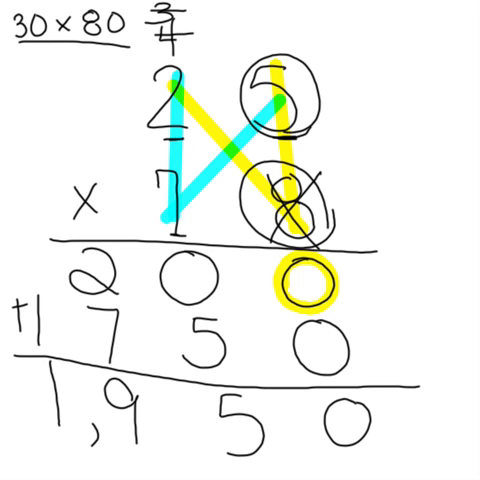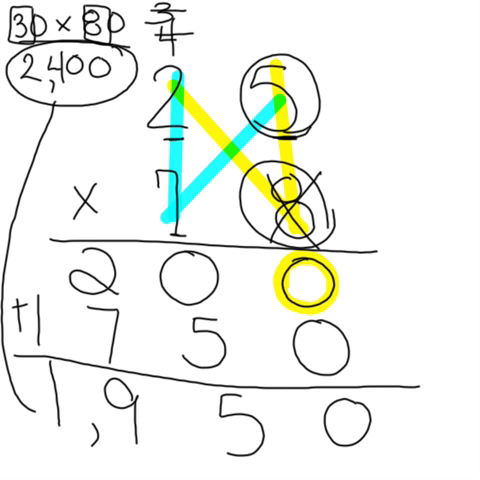In 30 times 80, how many zeros are at the end of both numbers? There are 2, so I'm going to add 2 zeros down here, and then all I have left to do is to multiply the 2 digits that are remaining. 8 times 3. 8 times 3 is 24. So our estimate is 2,400, and our actual answer is 1,950.